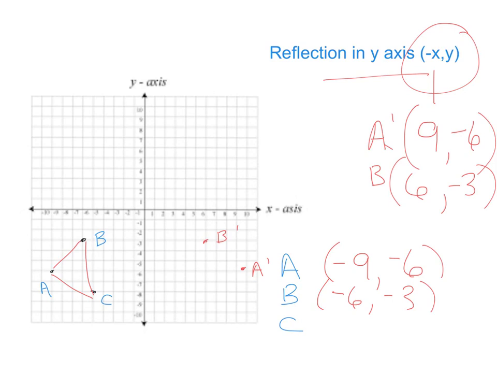Okay, and now C looks like (-5, -8). New points would be (5, -8). Go over 5, down 8, be right there. And that's what it would look like when you connect all the vertices. Now, again, if you're using a ruler, this is going to be obviously much neater, and it's going to be more apparent that this is an actual reflection.